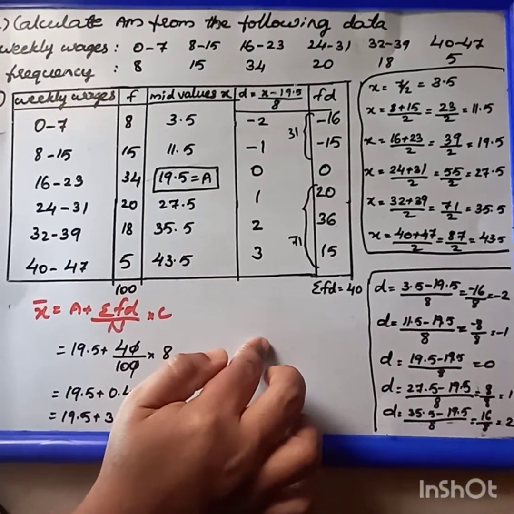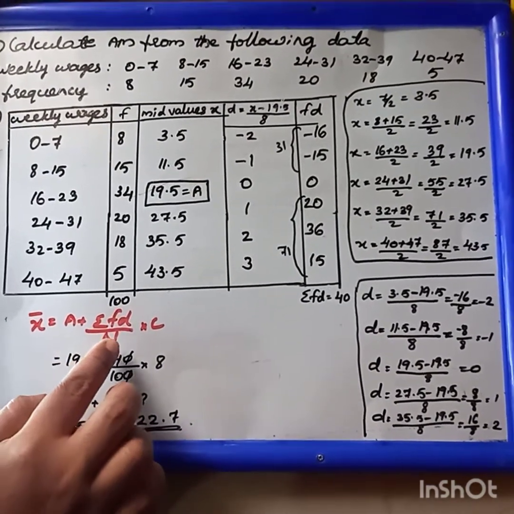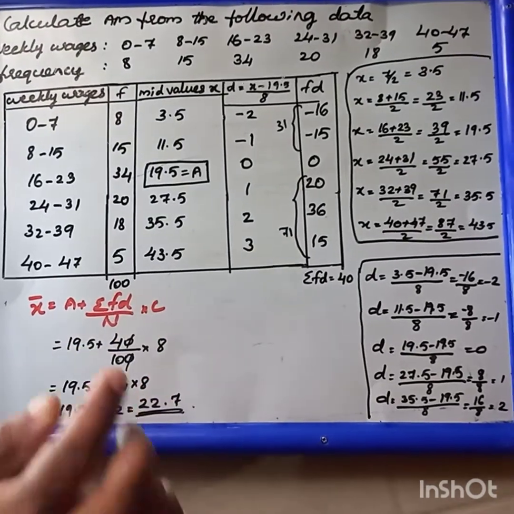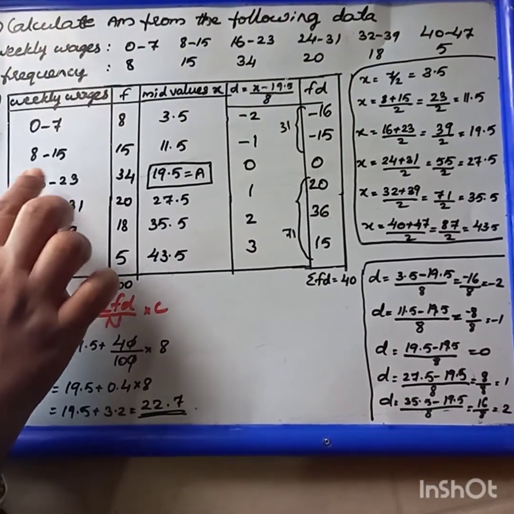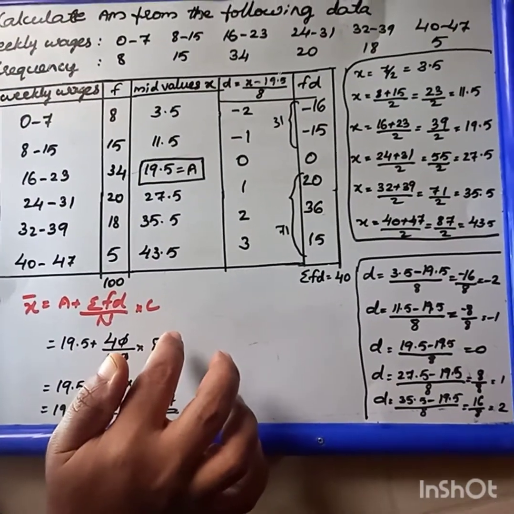Then find arithmetic mean. The equation of arithmetic mean, x bar, in the case of frequency data, is equal to capital A plus summation fd divided by n into C. Here C is 8. In this column we got it as C.